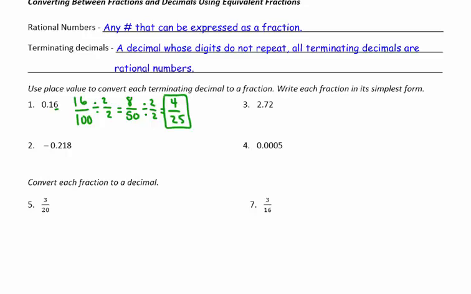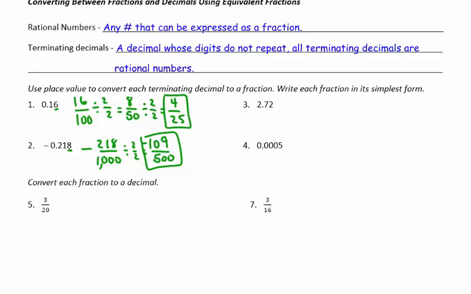The next one, notice it's a negative, so I keep that negative. And the 8 digit is in the thousandths place value, so it's 218 over 1,000. And I can reduce that by 2. So negative 109 over 500. And that's as far as you can reduce that one, so that would be the fraction in simplest form. Make sure you're careful of negatives. If it's negative to start, when we make it a fraction, it still has to be negative.